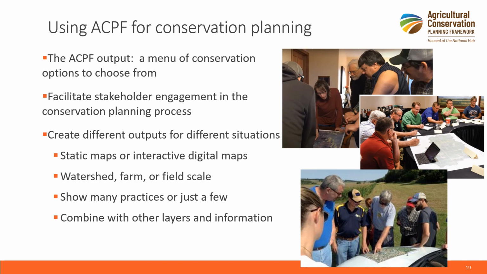So ACPF produces a menu of conservation practices for agricultural producers to choose from. The technology is intended to give landowners and other stakeholders more opportunities to engage in the watershed planning process. ACPF outputs can be used in a variety of ways depending on the specific situation. GIS technicians can create static maps at different scales, maps that highlight individual practices, or maps that highlight specific areas of interest. ACPF outputs can also be shared digitally or displayed using web-based applications, which can offer users a more interactive way to visualize the outputs and plan for conservation.